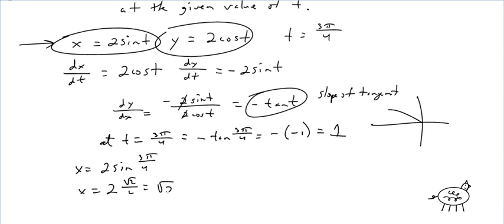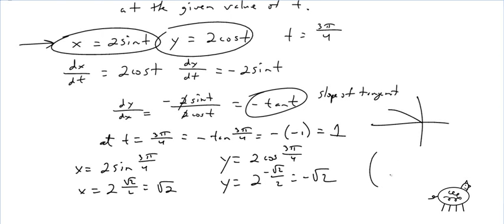So it's equal to root 2. And y is equal to 2 cosine of 3 pi over 4. That's just 2 times, and this is negative root 2 over 2, which is negative root 2. Okay, so my coordinate is root 2 comma negative root 2.